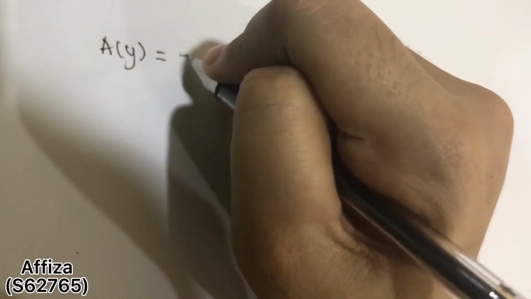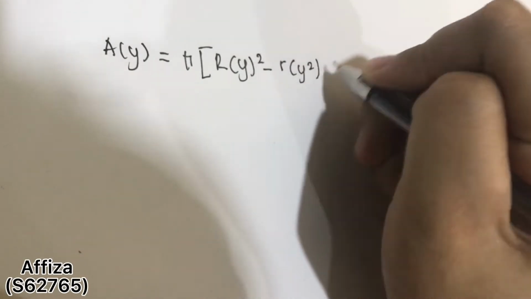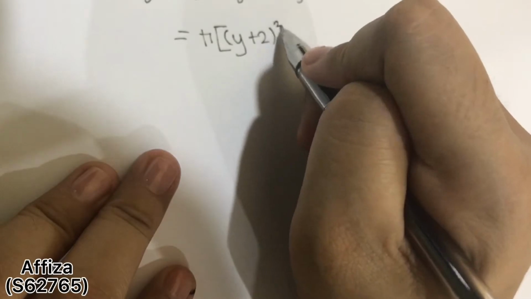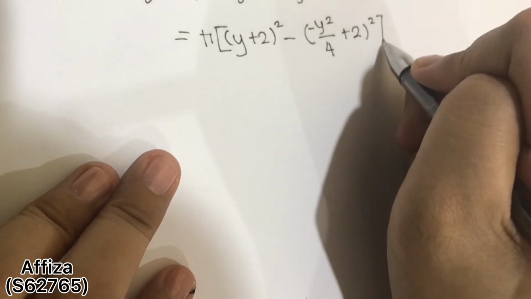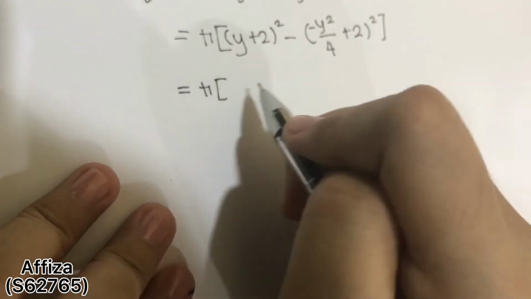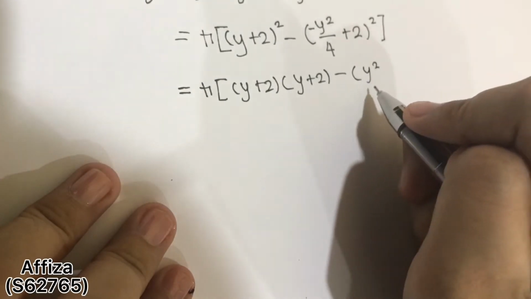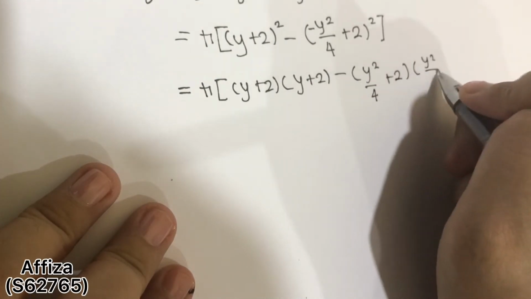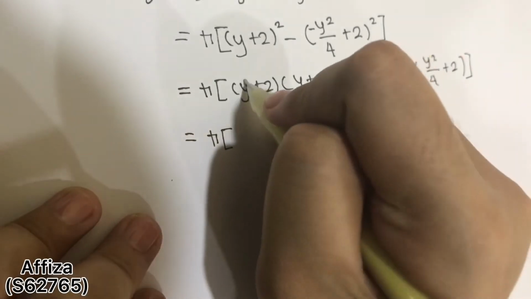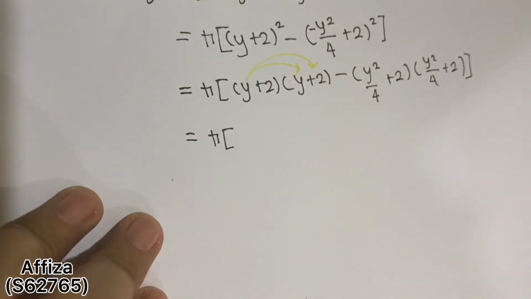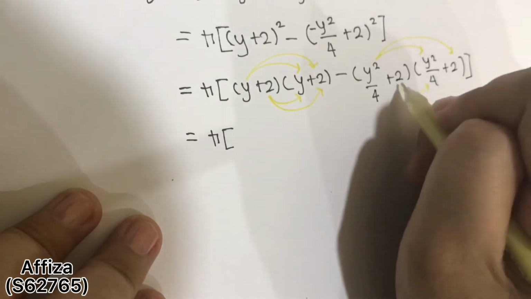Okay, for the next step, we use the formula A equals pi times the bigger radius squared minus the smaller radius squared. So we just add the numbers that we found: y plus 2 squared minus y squared over 4 plus 2 squared. We need to expand that because we want to find the value of A. Whatever is inside the brackets needs to be treated as a package. In algebra, putting two things next to each other usually means to multiply. So y plus 2 is multiplied by y plus 2, and y squared over 4 plus 2 is multiplied by y squared over 4 plus 2.